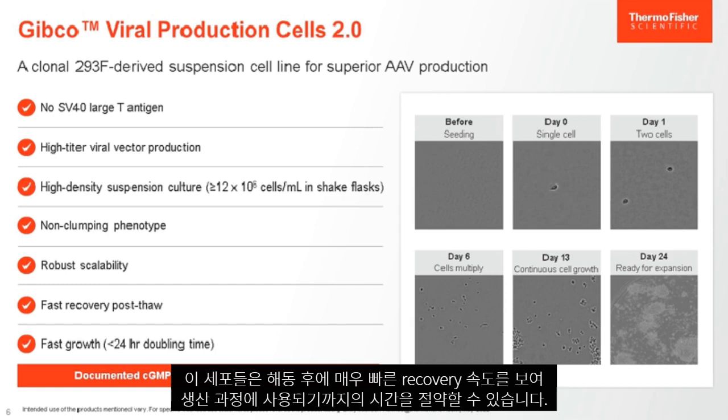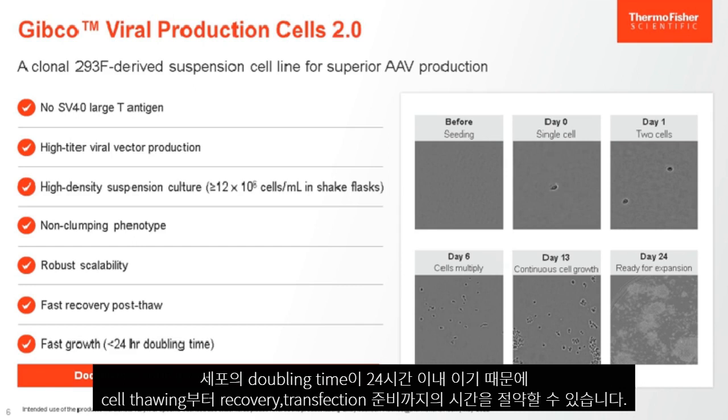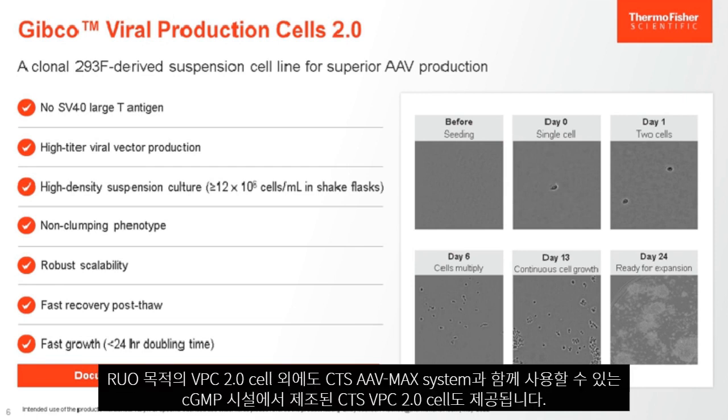These cells also have a very fast recovery post-thaw, which allows the cells to come out of thaw and be ready to go into your seed train very quickly to save time on the production floor. Similarly, their fast growth, with less than 24-hour doubling time, once again allows these cells to take off from thaw, get into your seed train, and be ready for transfection in as little time as possible. In addition to the RUO VPC 2.0 cells, we also have documented cGMP manufactured VPC 2.0 cells available as part of the CTS AAV-MAX system.